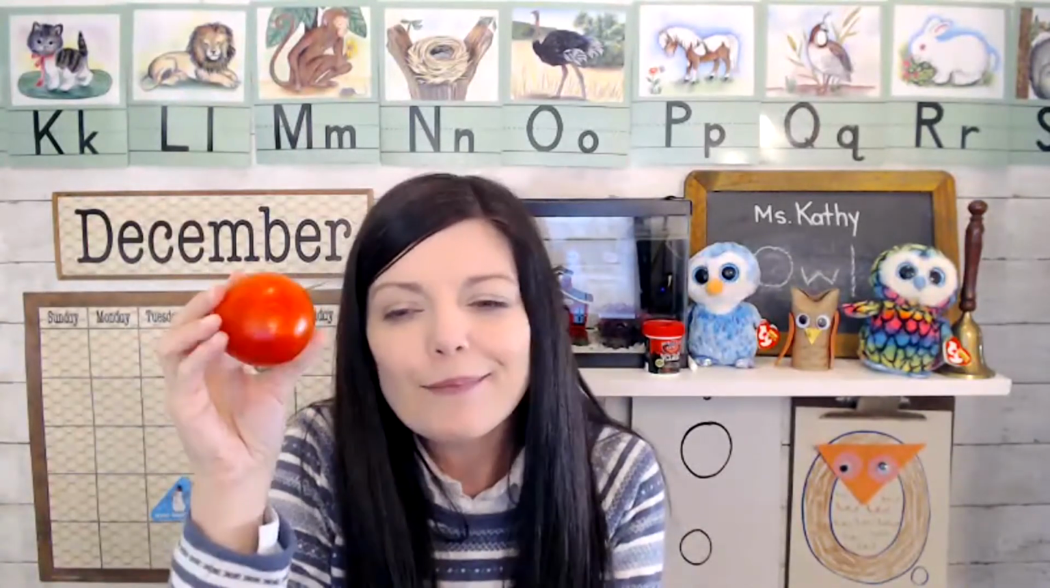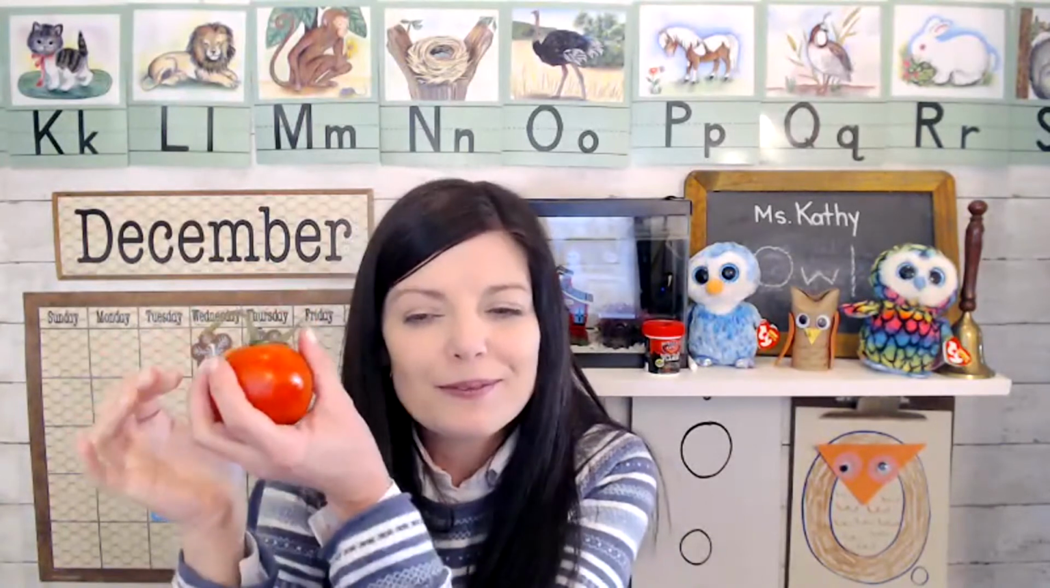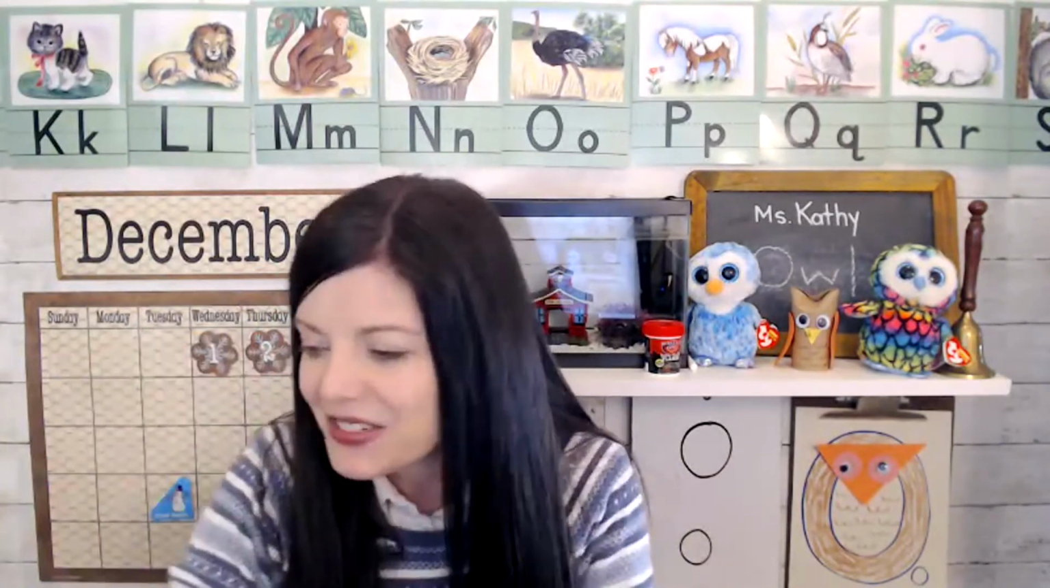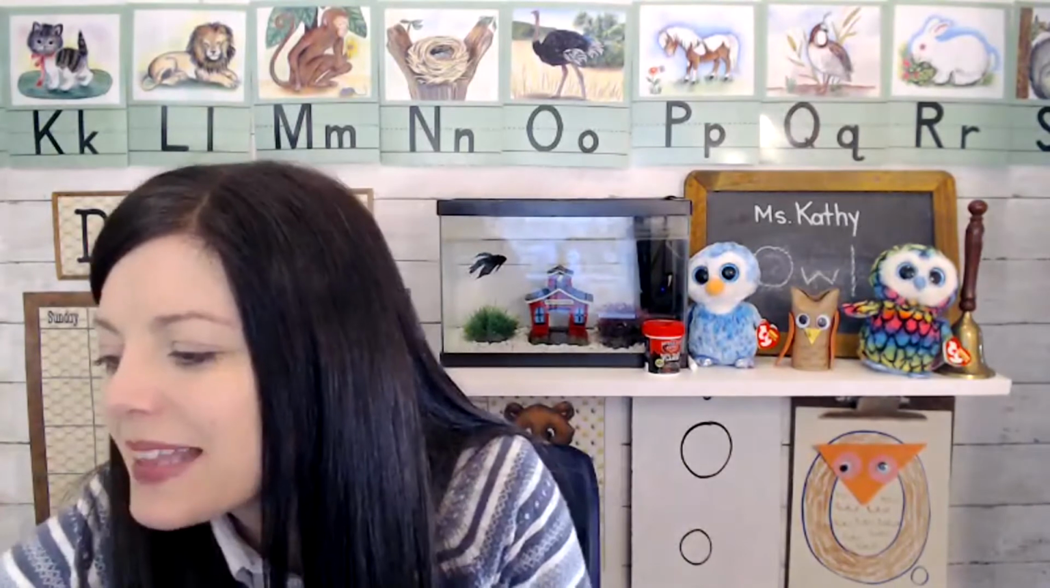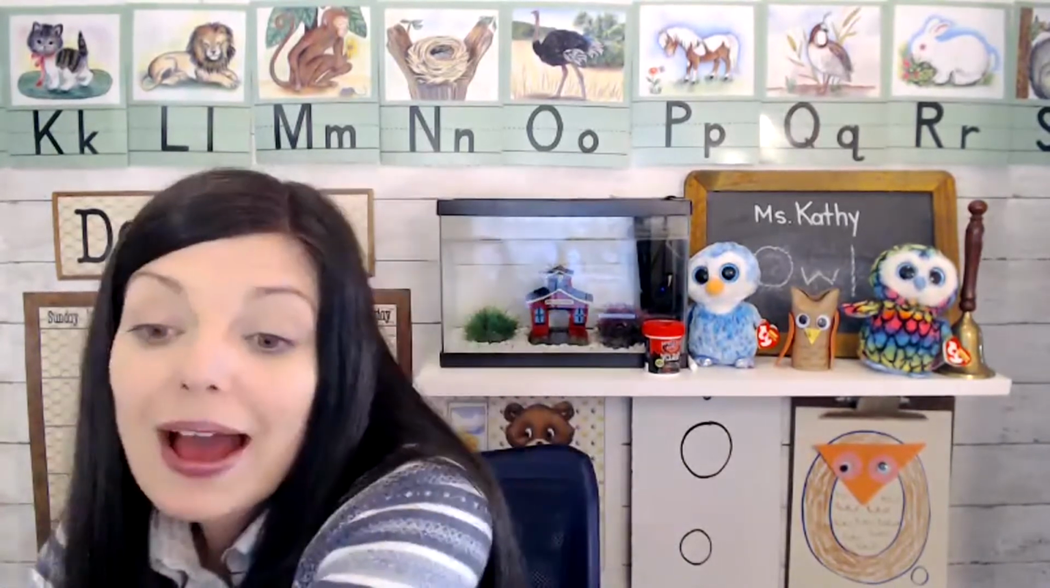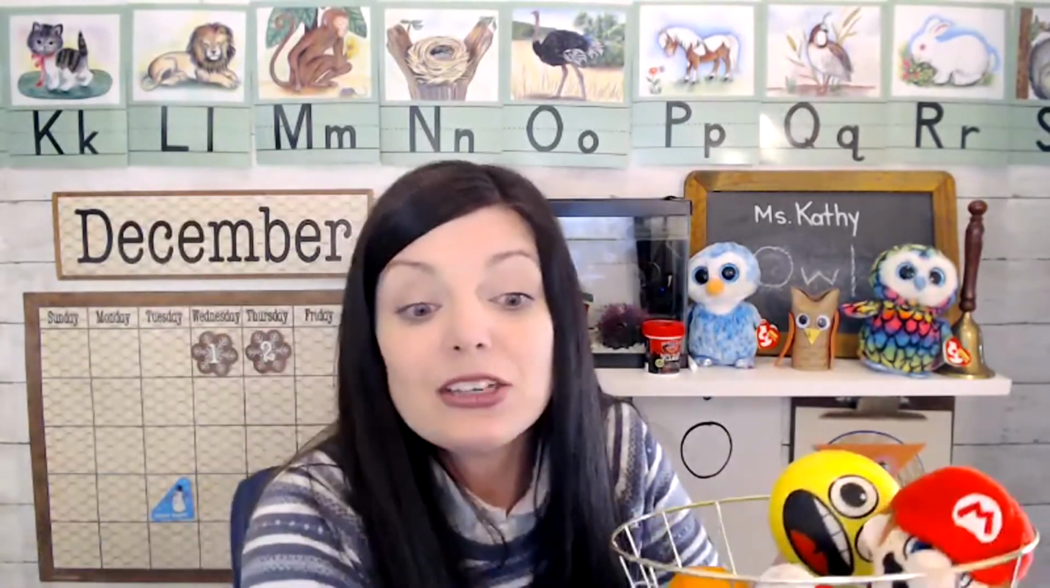Look what else I found. A tomato. And what shape is this tomato? It is a sphere. Let's see, what else did I find? Oh, I want to show you this. And I'm going to let you find the sphere.